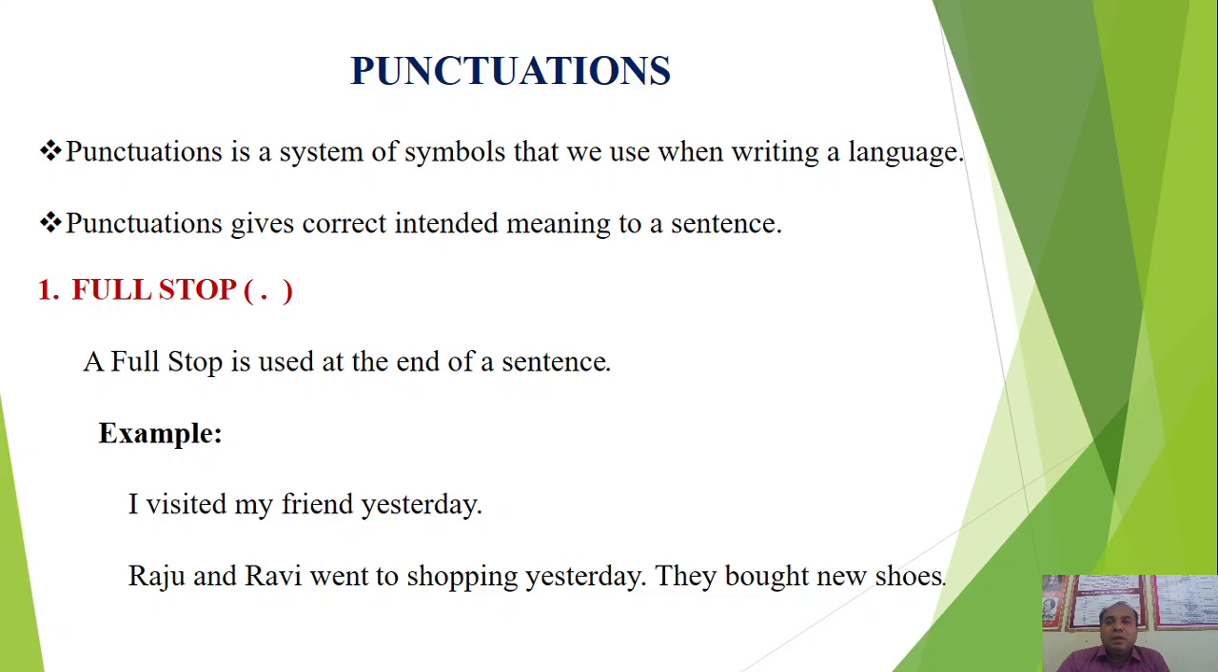Punctuation is a system of symbols that we use when writing a language. Punctuation gives the correct intended meaning to a sentence.